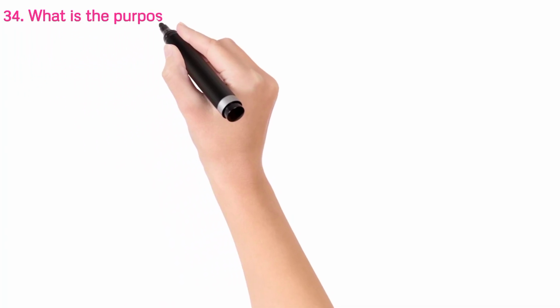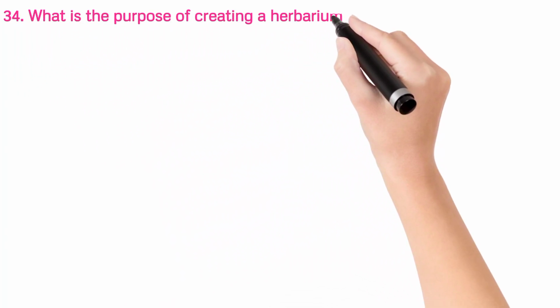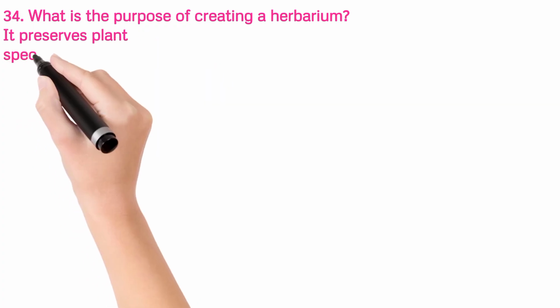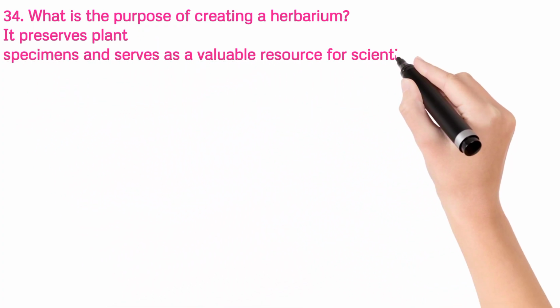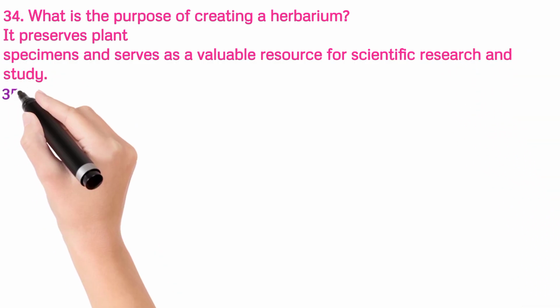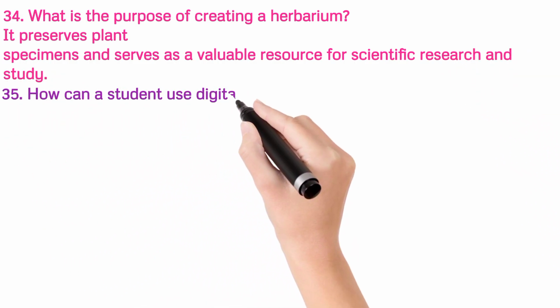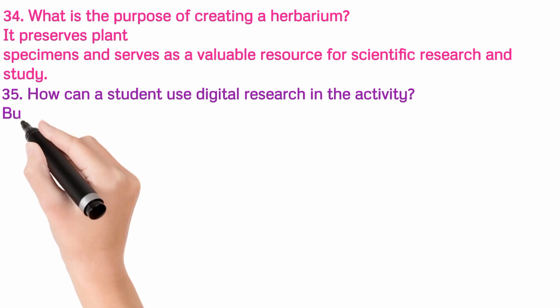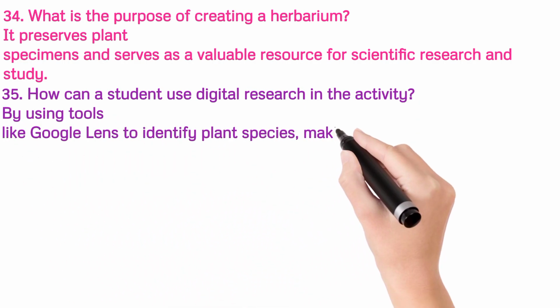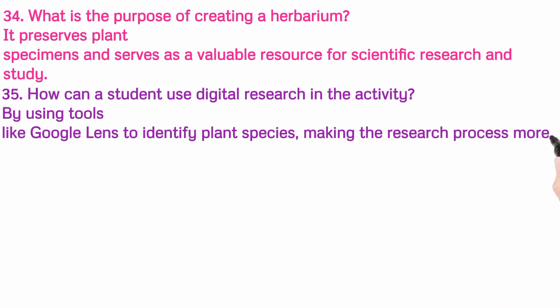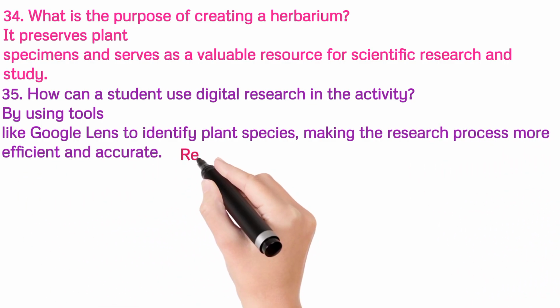34. What is the purpose of creating a herbarium? It preserves plant specimens and serves as a valuable resource for scientific research and study. 35. How can a student use digital research in the activity? By using tools like Google Lens to identify plant species, making the research process more efficient and accurate.